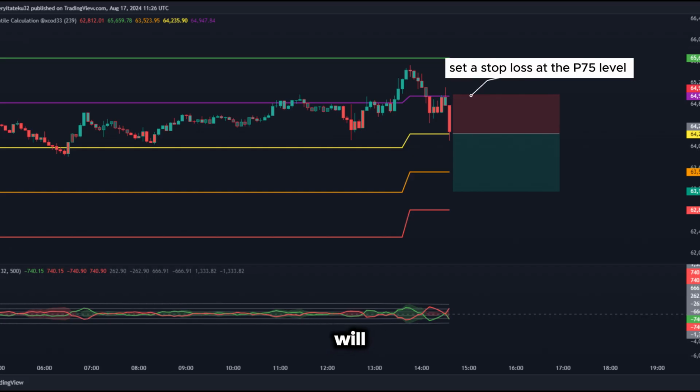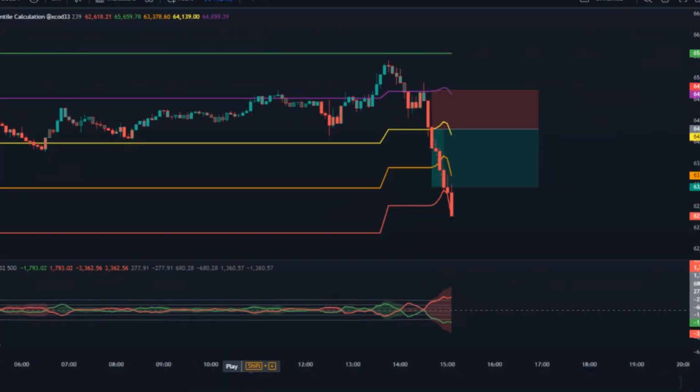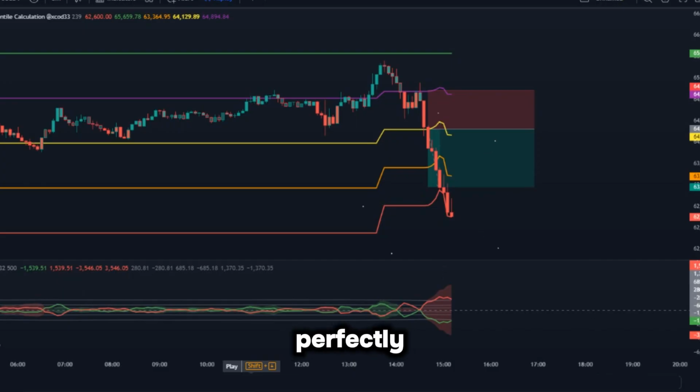The stop loss will be set at the P75 level of the percentile indicator, and the risk-to-reward ratio should be set at 1 to 1.5. The market has hit the target perfectly.